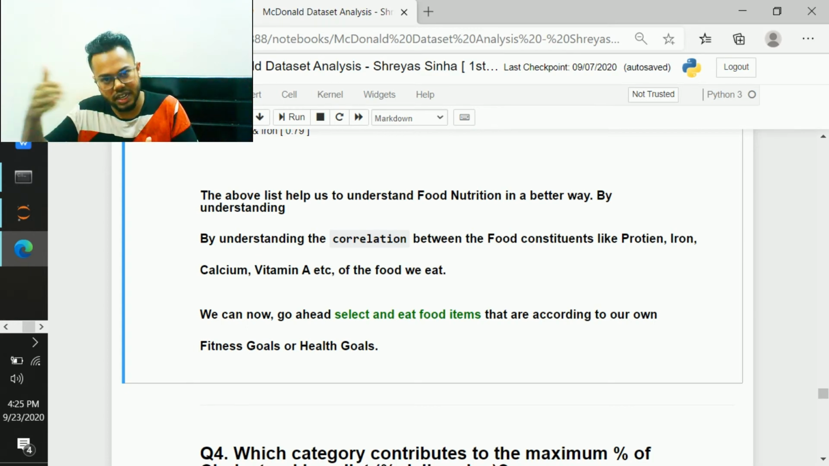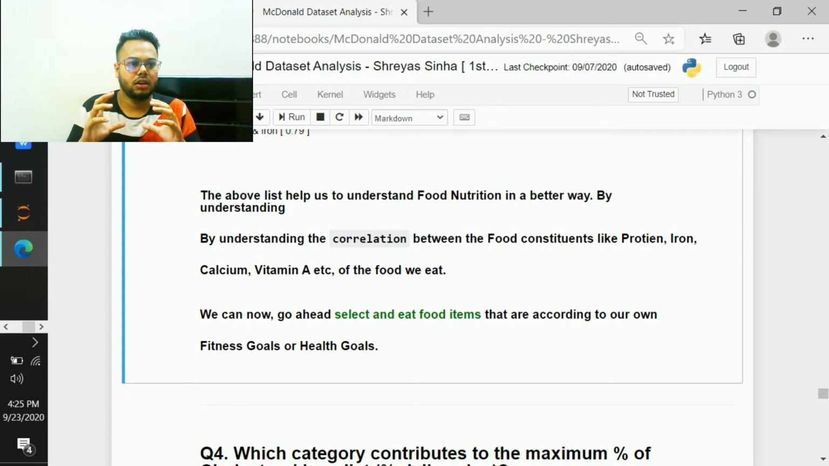We are all progressing towards a very planned way of eating and consuming food, right? So if we understand that this is correlated with that, and that is correlated with this, we can plan in a better way, as to okay, these foods we are consuming, what is going inside our body, right? The better we plan, there is a better possibility of being more healthy, right?